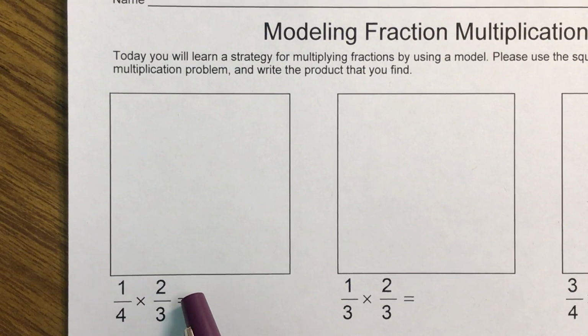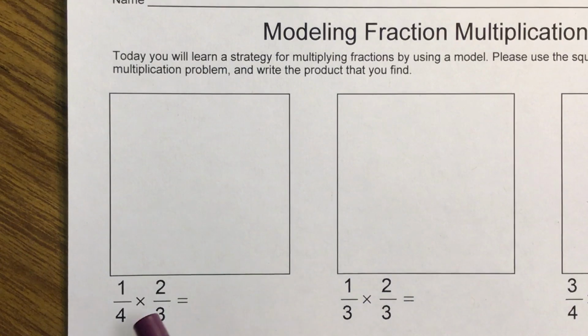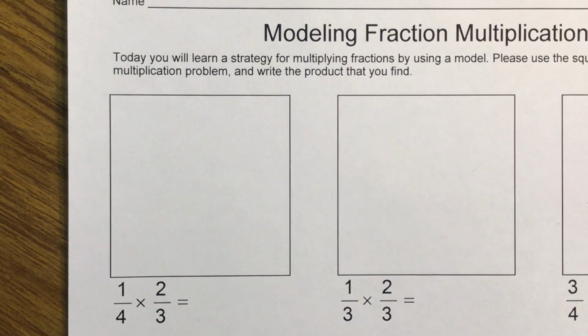The first one is 1/4 times 2/3, and the first thing that we want to do is really think about what that means. So just like in the problem 3 times 4, that would mean 3 groups of 4, this means 1/4 of a group of 2/3. Okay, so we're going to model that.